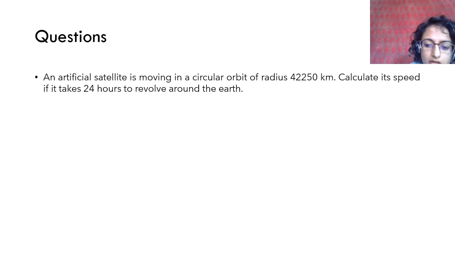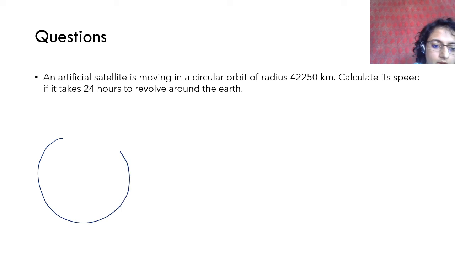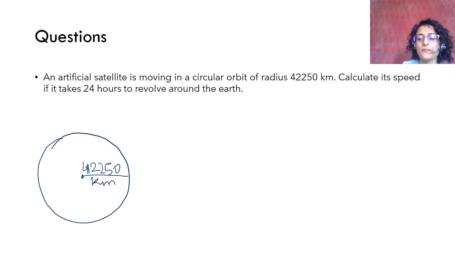So you know, it is a circular orbit. This is not a circle. You have a circular orbit. Okay. This is the earth. Forget how the earth looks. The radius of that orbit is 42,250 kilometer. Okay, the satellite takes 24 hours to make one revolution around the earth. Okay, so calculate the speed.